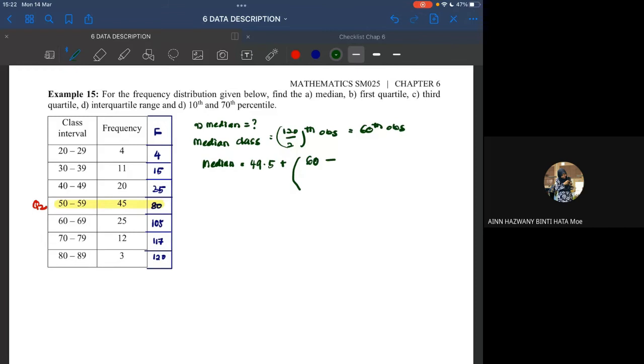Minus cumulative frequency before is 35. 35 divided by frequency of the class 45. 45. and the class size is 10. Okay, 10. And here you're gonna get the answer. Berapa? Tolong kira kan?